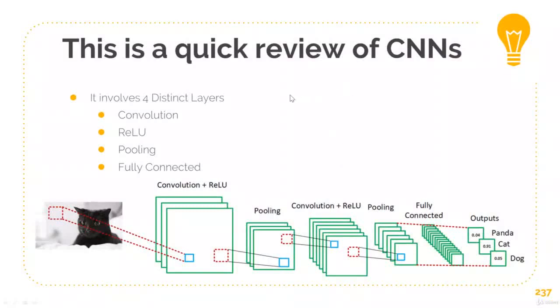So basically, just a quick review of CNNs again. On our layers, convolution plus ReLU done here, then pooling, then we can do convolution and ReLU again, then more pooling, and then pass everything to the fully connected layer, which outputs our class probabilities.